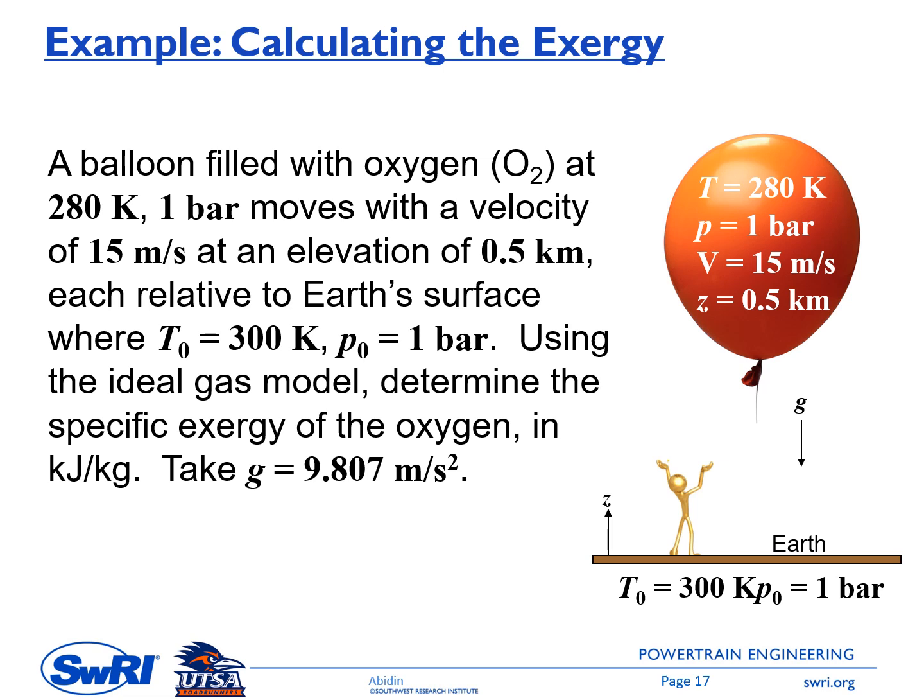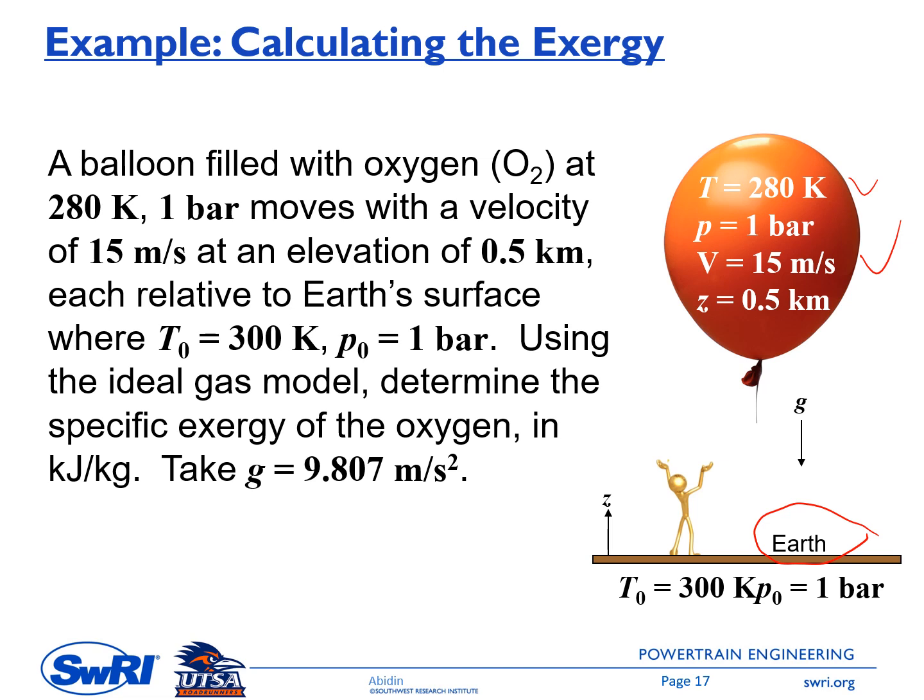Okay, let's take a look at this example. We have a balloon filled with oxygen, O2, and the state of the system is given here. Temperature is 280 Kelvin, pressure is 1 bar, and this balloon has a velocity of 15 meters per second. The height relative to the environment, which is Earth, is 0.5 kilometers. T0 is 300 Kelvin, and P0 is 1 bar.